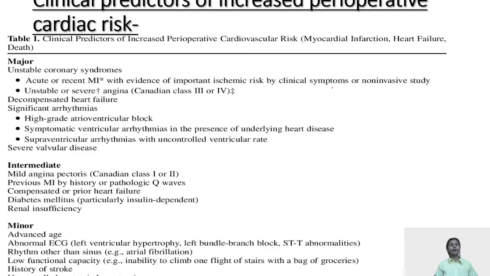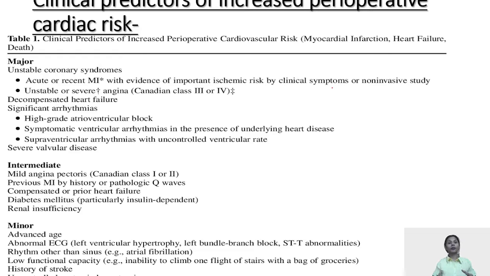Now, moving forwards, when we are talking about the case of a non cardiac surgery for a cardiac patient, there are various things that are being asked these days. One of these things is the clinical predictors of increased perioperative cardiac risk. That is, which are the predictors which can help us in knowing whether this case can have any major adverse cardiac event or not. So these predictors can be divided into major, intermediate and minor category.